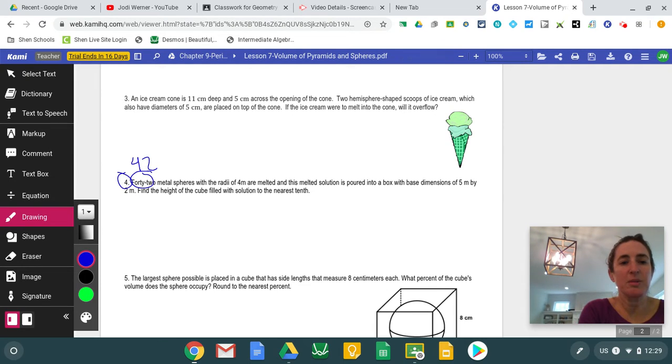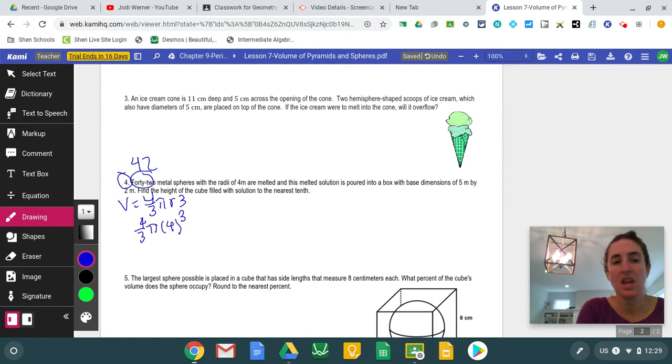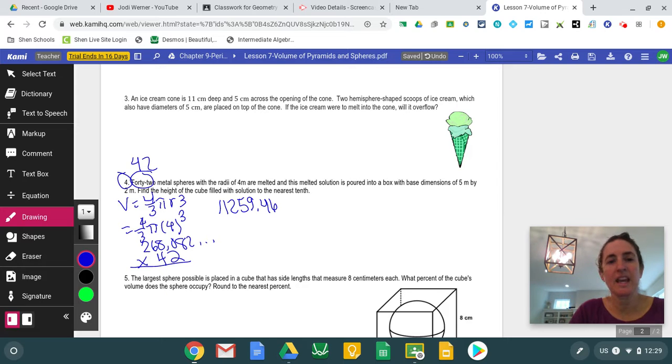So let's first find the volume of one of these spheres. Volume is 4/3 pi r cubed. It's cubed, not squared. So 4/3 pi, our radius is 4 cubed. If I multiply all those together in my calculator, I end up getting 268.082, and so on. Now I have to take that, because that's just one of them, and multiply it by 42. So now I have 11,259.46 and a bunch of other decimals. That is the volume of all those spheres melted.